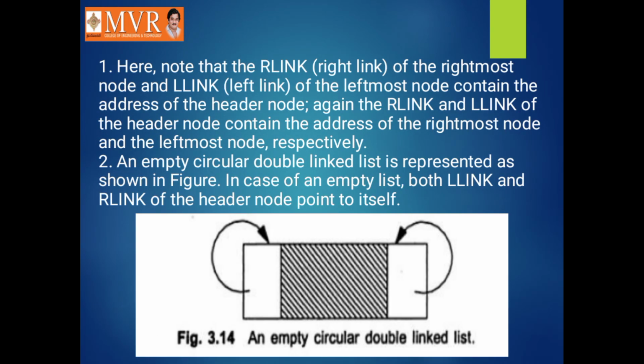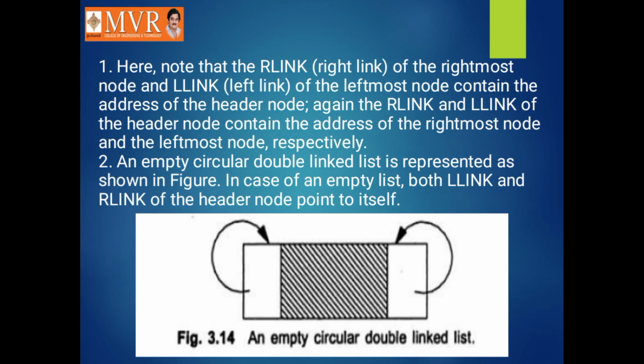Here note that the right link of the rightmost node and the left link of the leftmost node contain the address of the header node. Again, the R link and L link of the header node contain the address of the rightmost node and the leftmost node respectively. That is, the link is maintained between all the nodes in the linked list using the right link and the left link field, and no link will be null.